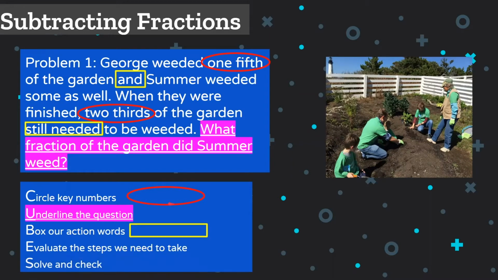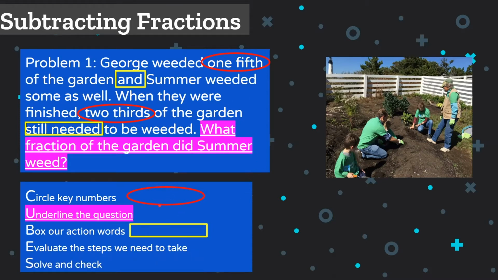I've used red. We'll box our action words, and with boxing the action words, I used the yellow box. I passed up underlining the question. That's our U, and I highlighted it as well. I just think it helps me with the lesson a little better, getting it across to you. And then we'll evaluate the steps we need to take, and then we'll solve and check.